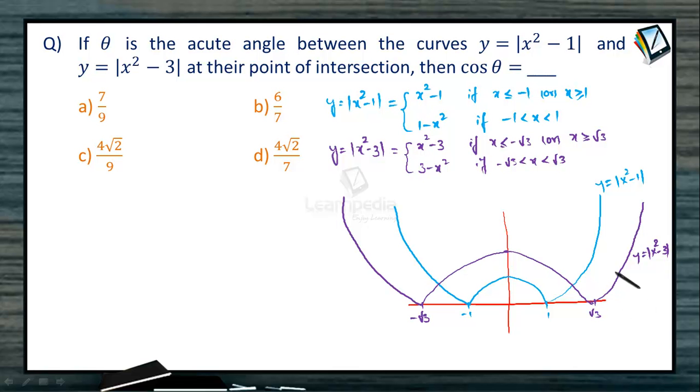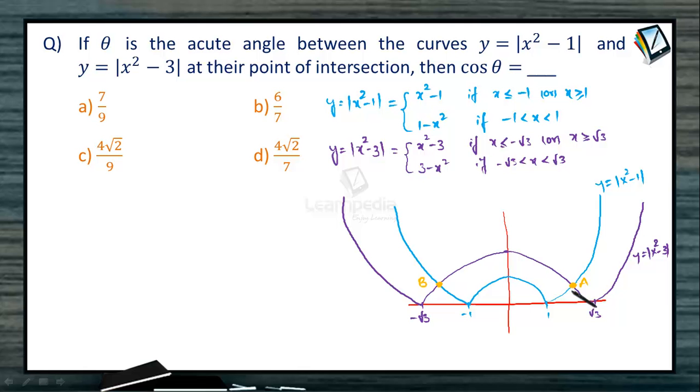Now clearly, what is the requirement? At their points of intersection we need the angle between the two curves. The points of intersection are symmetric, in quadrants 1 and 2, that is, images with respect to the y-axis. Can we identify the angle at A and B? But the angle at A would be the same as the angle at B. So let's proceed to find the angle at the point A.